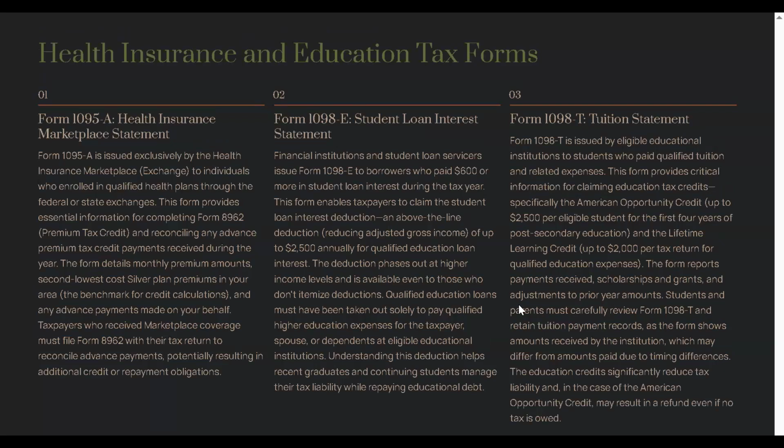Form 1098-E is student loan interest. Financial institutions and student loan servicers issue Form 1098-E to borrowers who pay $600 or more in student loan interest during the tax year. This form enables taxpayers to claim student loan interest up to $2,500 annually.